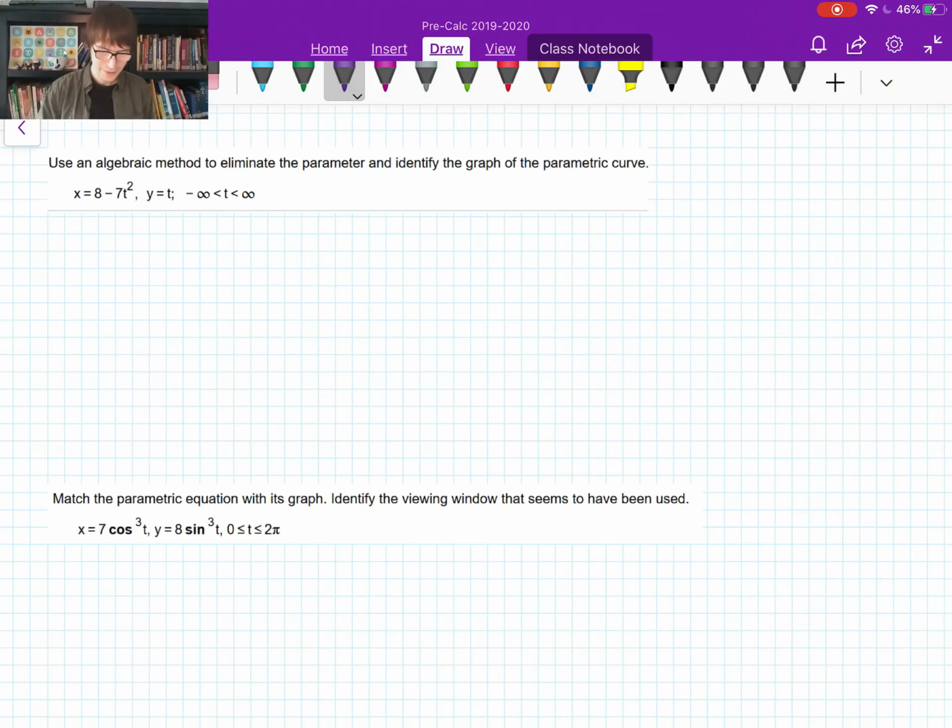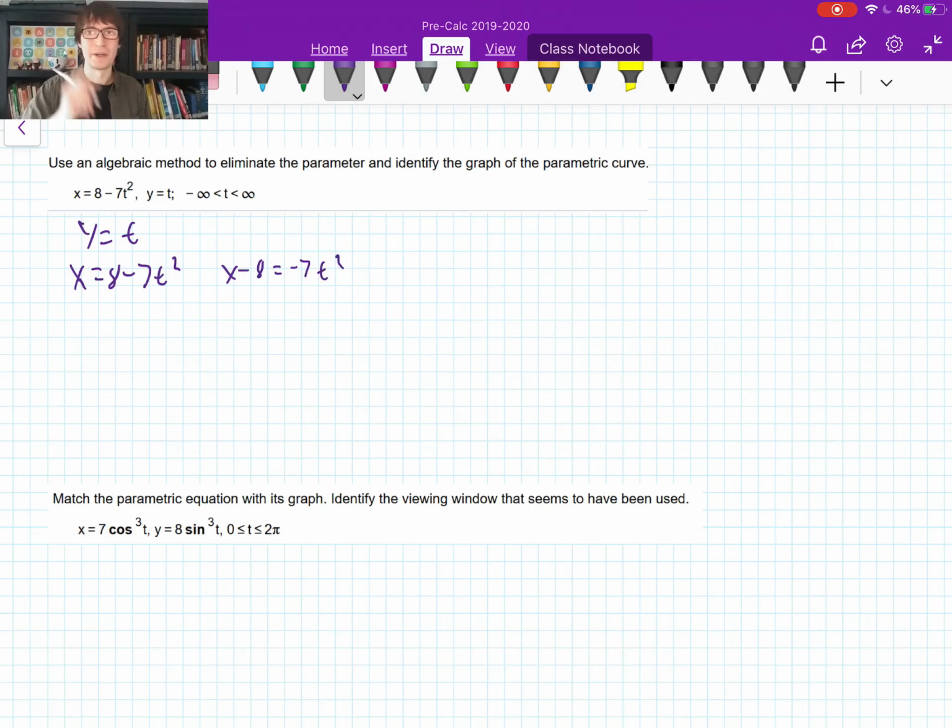So let's go ahead and eliminate the parameter again and try to figure out what this curve looks like. This one might be a little bit tougher. To start off with, we will try to put it in function form as best we can. So we will solve for x. We get y equals t and x equals 8 minus 7t squared. So we'll solve for t for x. We get x minus 8 equals negative 7t squared.